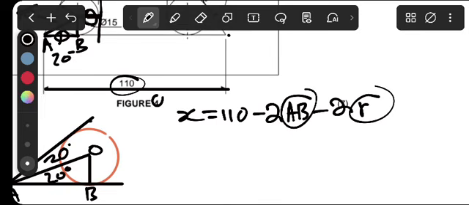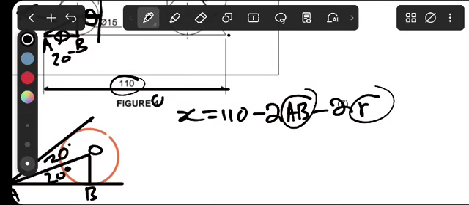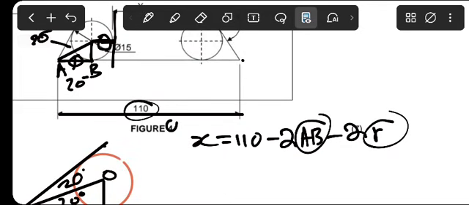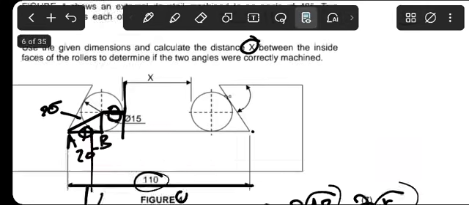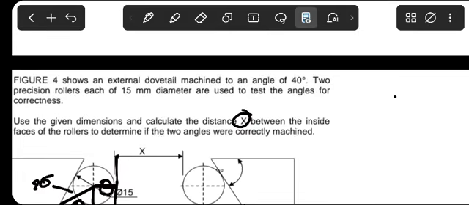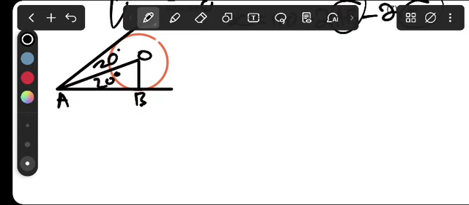So x will be, okay, before we go there, we have to find AP. How can we get AP? Now we come to this triangle I've drawn down there. BO is the same as the radius. What is the diameter? They said the diameter is 15 millimeters. So 15 millimeters divided by 2 would be 7.5. So this is the same as 7.5.